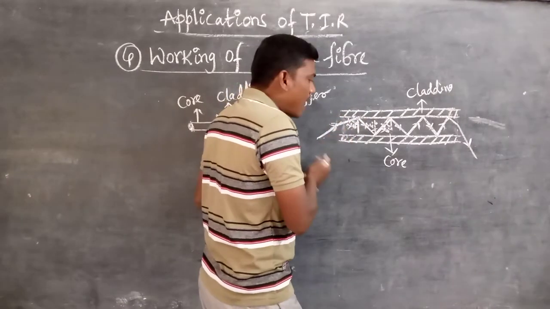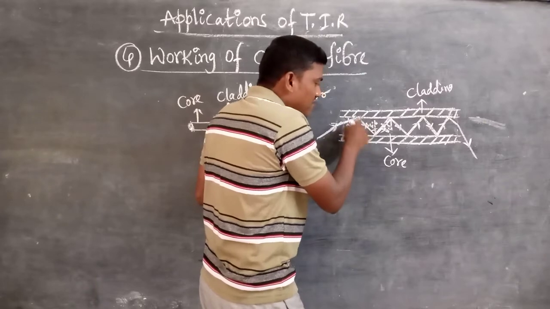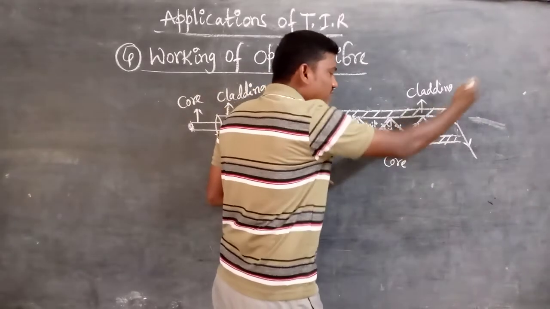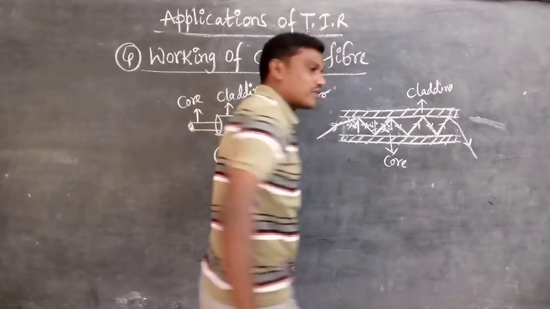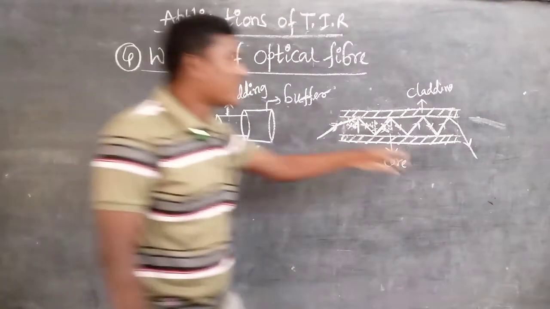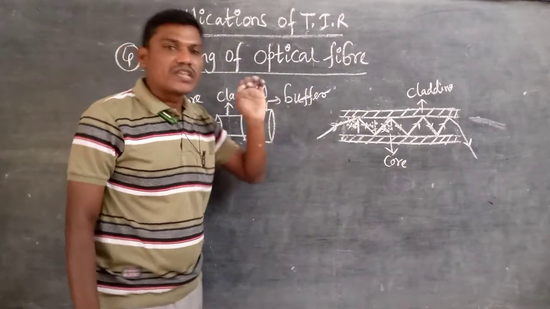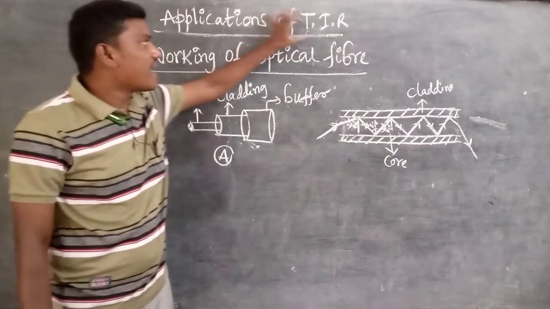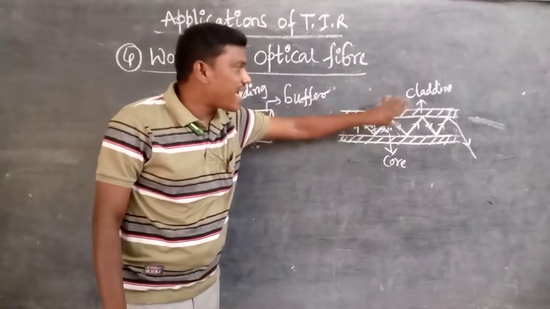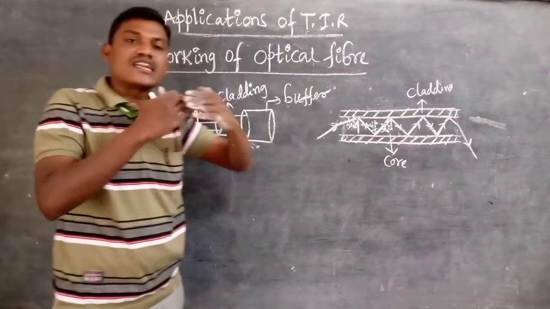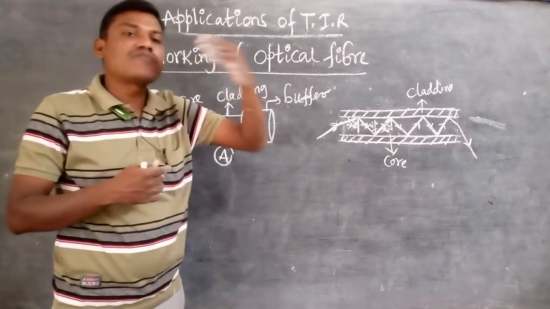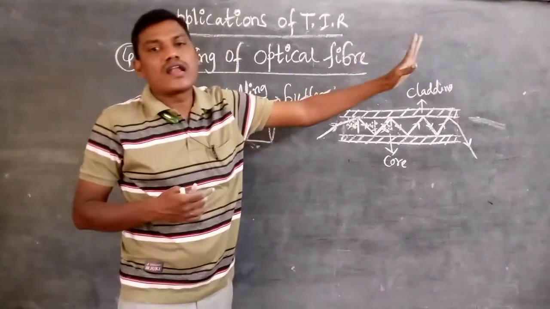due to that, what will happen? Total light will be reflected back, and this light will continuously travel up to the end of the optical fiber, and finally the light will come outside. That's why in the optical fiber, T.I.R. occurs, and with the help of the T.I.R. only, we can transmit the signals without loss of energy from one place to another place.